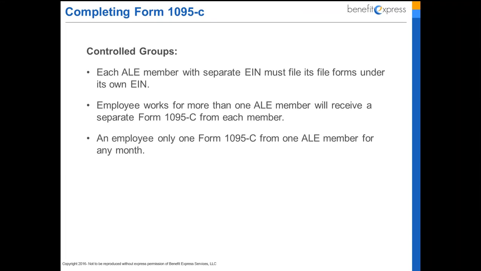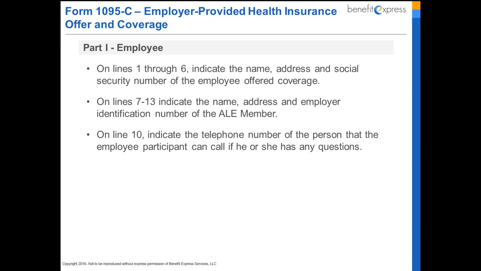And each member of the control group with a separate EIN must file their own forms on their own EIN. If an employee works for more than one ALE member during the year, they must receive a 1095C from each member, but only one member per month can actually report. So you have to divvy up the months if they work for 2 different entities. Now, again, we've gone through this. Let's look at part 1. Lines 1 through 6 indicate the name, address, and social security number of the employee. And then you have to indicate the individual ALE member. And again, each individual member of the control group must file their own 1095Cs. And you have to indicate the telephone number of the person the employee participant can call if they have any questions.